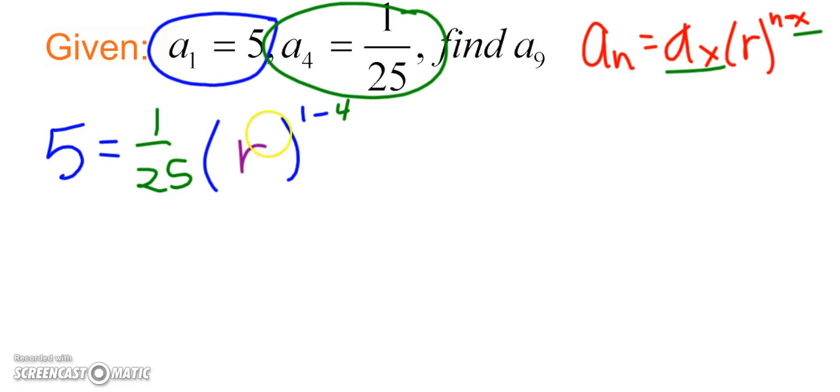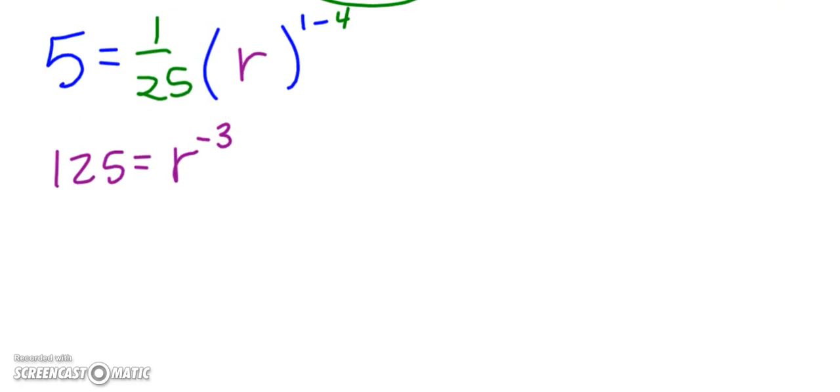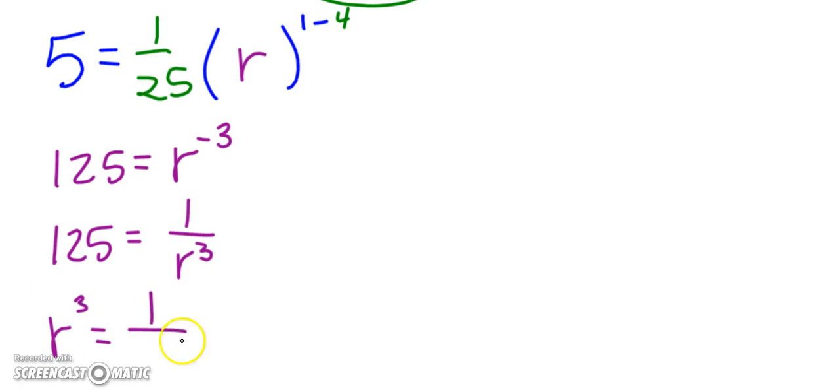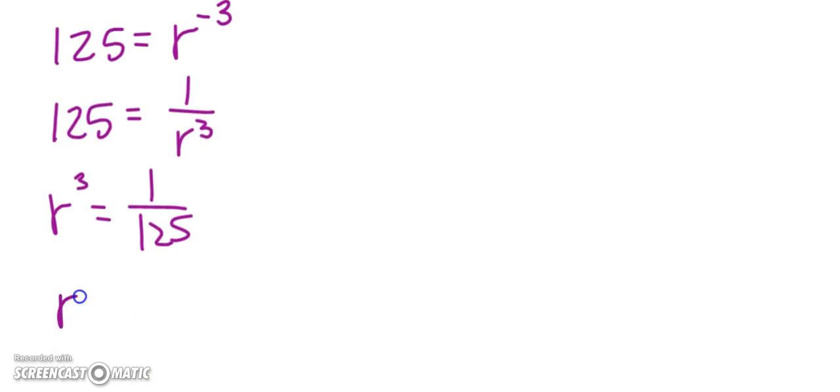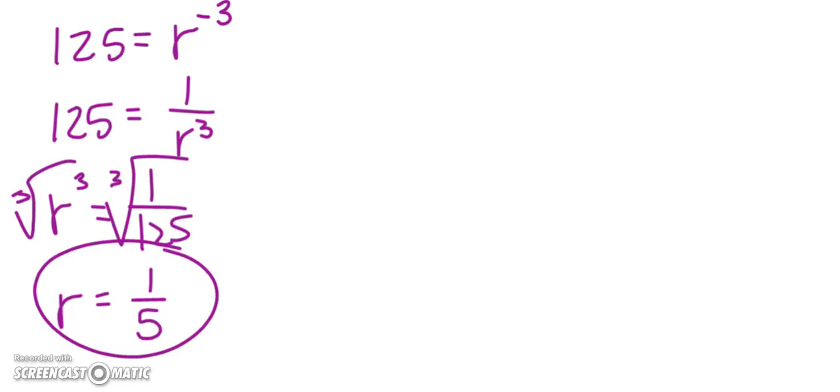Alright, well, to try to find r, first thing I'm going to do is multiply both sides by 25. I'm going to get 125 equals r to the negative third. Well, that means that 125 equals 1 over r to the third. R to the third, then, is equal to 1 over 125, if you do some switching around. So that means r is equal to 1/5. If you take a cube root of both sides, r is 1/5.